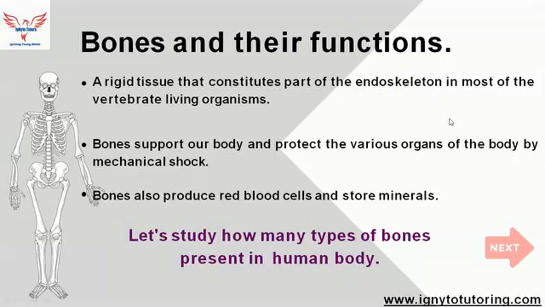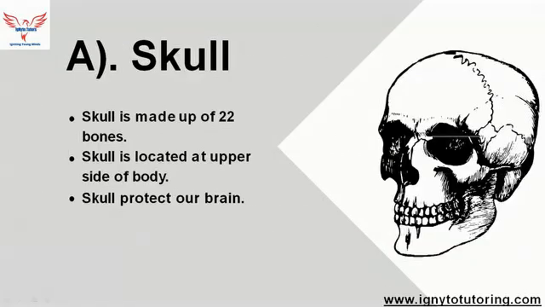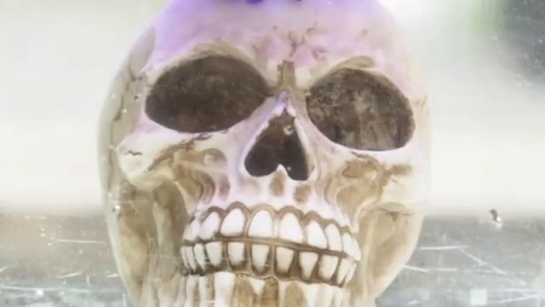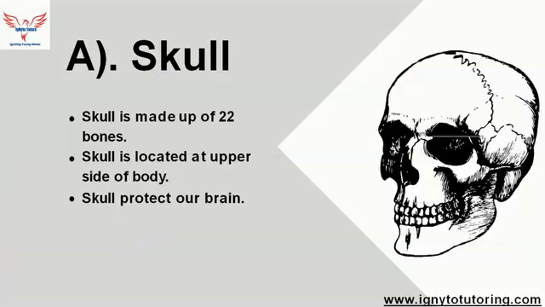Now let's study types of bones. The first type, skull. Skull is made up of 22 bones. Skull is located at the upper side of the body. Skull protects our brain. So this was all about skull.